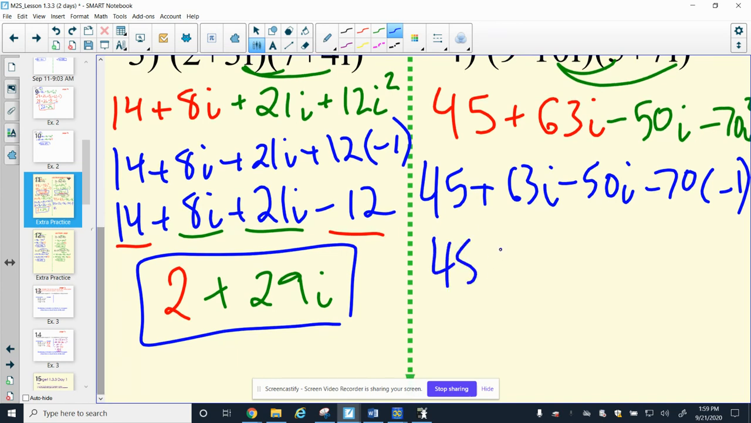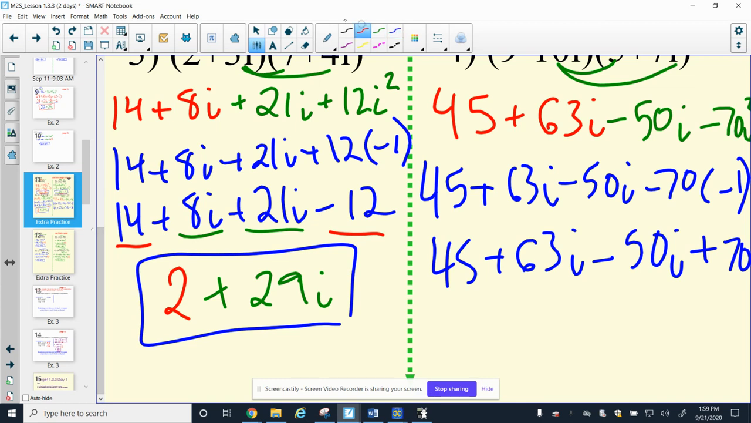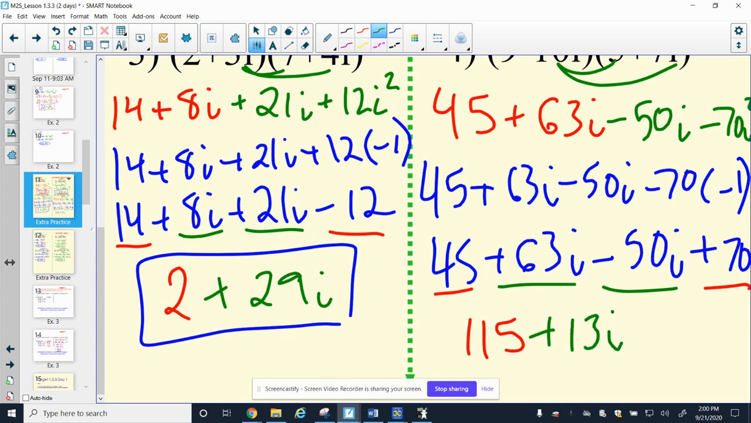Rewrite that piece at the back. So negative 70i, or negative 70 times negative 1, that'd be plus 70. Finally, we combine our like terms. So combine the 45 and the 70. That makes 115. Combine 63i minus 50i to make plus 13i. So we have 115 plus 13i.